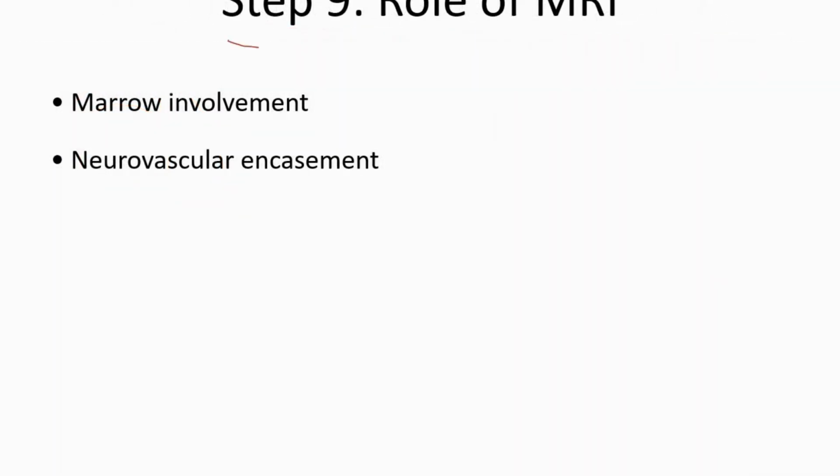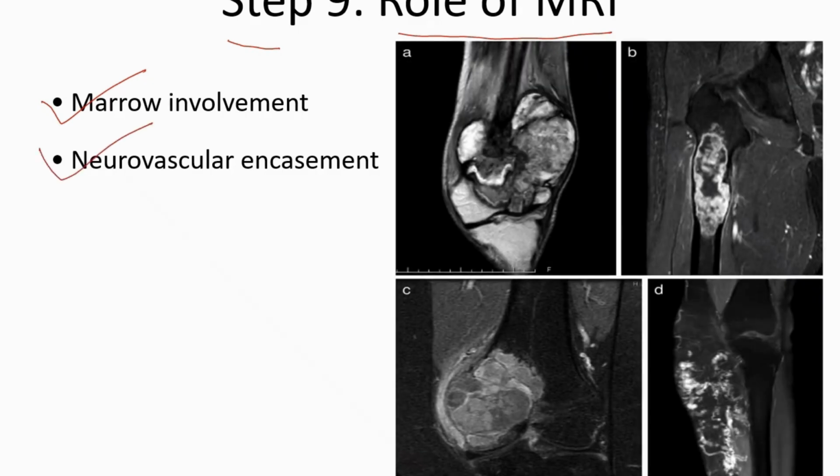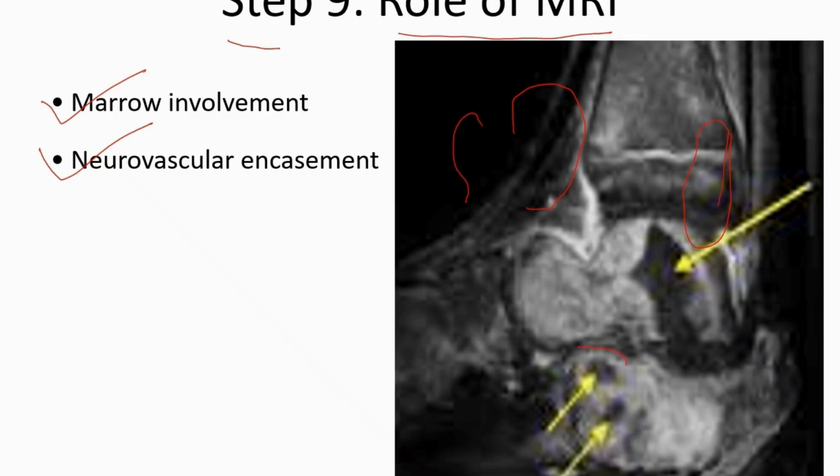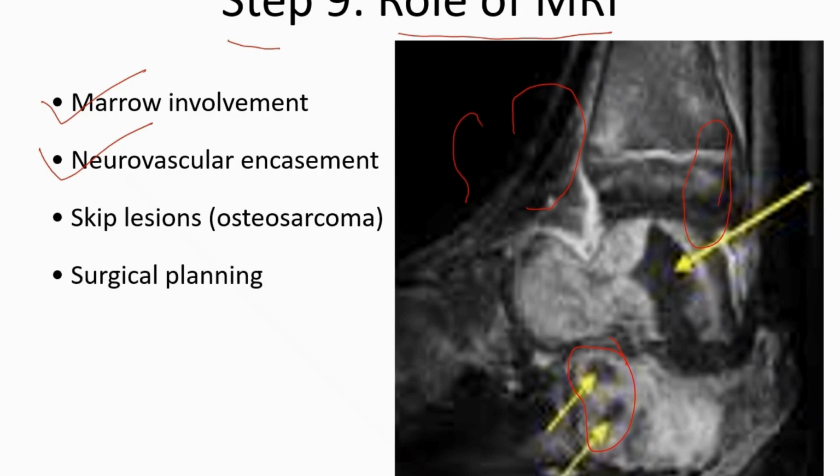Now step 9 is the role of MRI in bone tumor diagnosis. MRI visualizes the bone marrow involvement and neurovascular encasement. This image shows the bone tumor with the marrow involvement, and this is also the soft tissue component. Here we can see that there is neurovascular involvement. We can also see skip lesions on MRI, like in osteosarcoma, and with the help of MRI we can do surgical planning for the resection of the bone tumor.